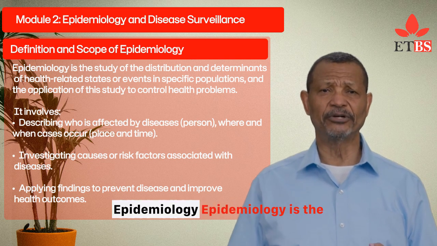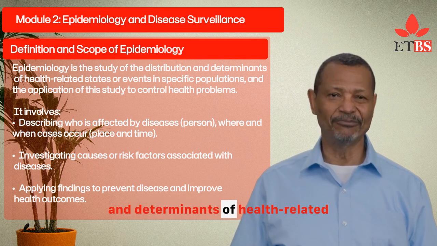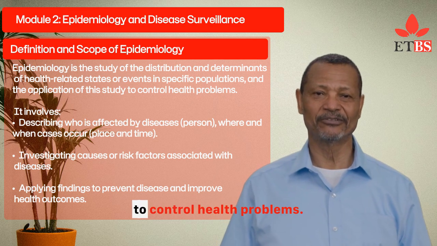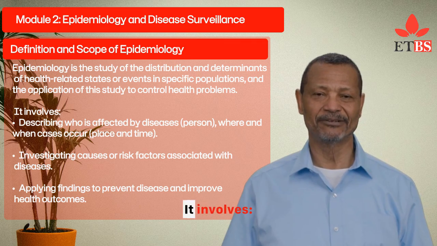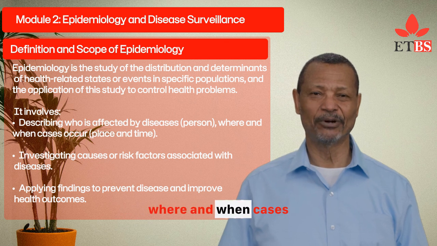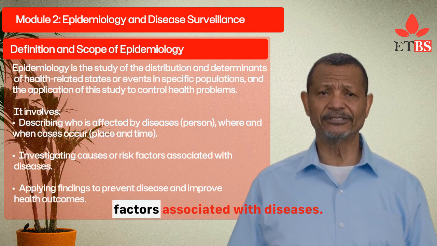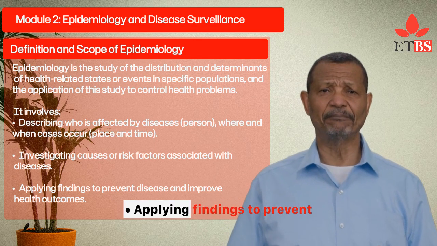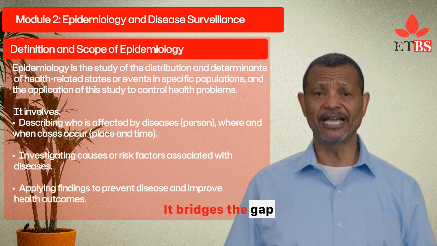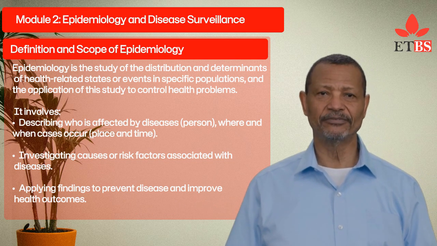Definition and scope of epidemiology. Epidemiology is the study of the distribution and determinants of health-related states or events in specific populations and the application of this study to control health problems. It involves describing who is affected by diseases (person), where and when cases occur (place and time), investigating causes or risk factors associated with diseases, and applying findings to prevent disease and improve health outcomes. It bridges the gap between clinical medicine and public health by providing evidence to inform policies and programs.